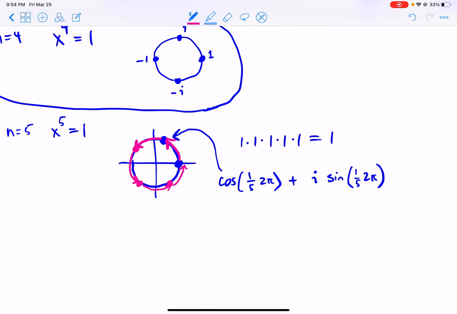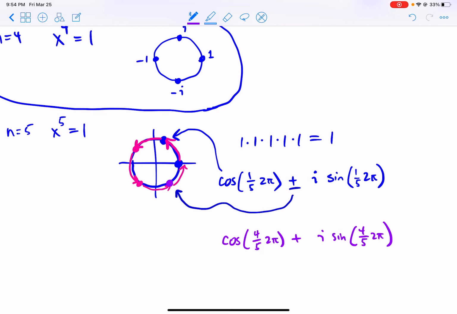Now, interestingly enough, we could also do minus. So the minus would give us this number. Let's look at that number right there. One way to think about it is 4/5 of 2 pi. So it's actually the same as cosine of 4/5 of 2 pi plus i sine of 4/5 of 2 pi. And you can check that that's equal to this expression up here, but with a minus sign.